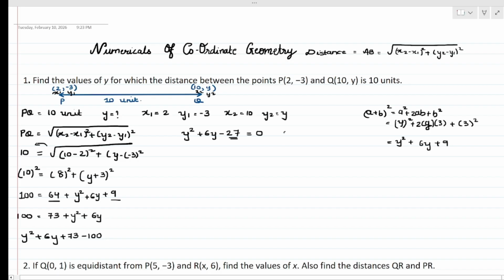Split the 27 in such a format that by subtracting it, you will get 6. So 9 threes are 27, and 9 minus 3 gives you 6. So what will you do?